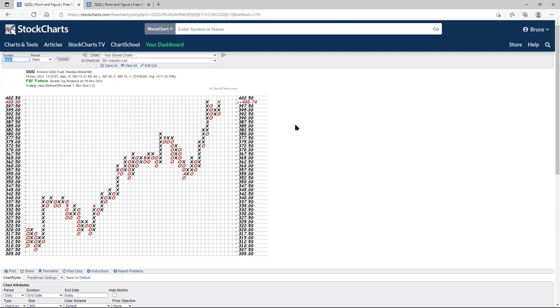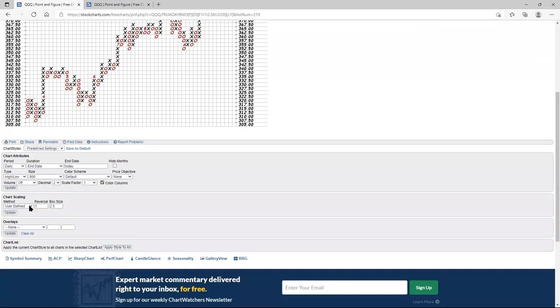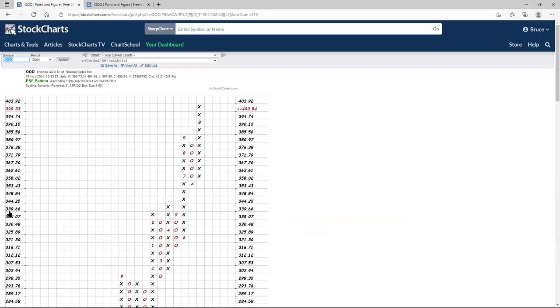So this is how we make changes. This is going to be really important when we get to intraday. So user defined is a feature that we have. Well, let's do this. Let's go to 5-box reversal and ATR scaling on the QQQs and see what we get.